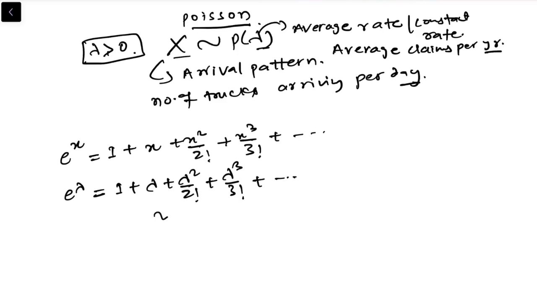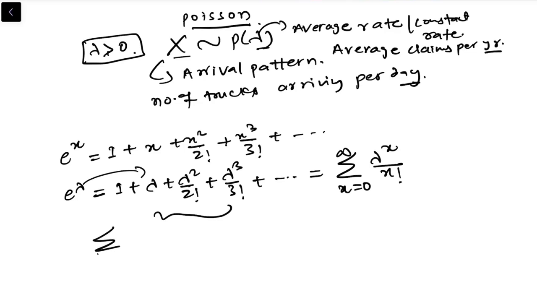Okay, so this is given. Now we can write these terms in summation. This is summation lambda to the power x divided by x factorial, where x goes from 0 to infinity. Now let's bring e to the power lambda to the right side. So this becomes summation x equals 0 to infinity lambda to the power x by x factorial e to the power minus lambda equals 1.